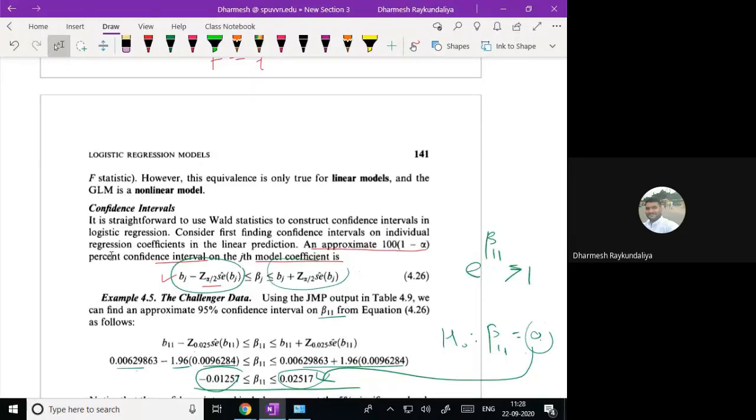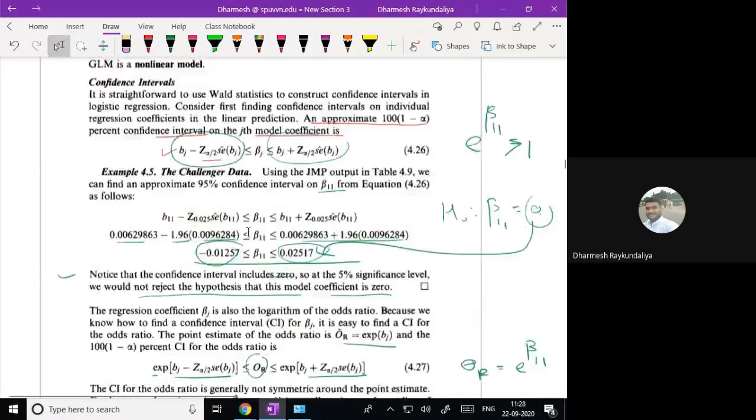And when you are trying to find the confidence interval of the odds ratio, we know how to calculate the odds ratio. The odds ratio is calculated by e raised to the power of the estimate of the regression coefficient. Similarly, e raised to the power of the lower bound of the regression coefficient gives the lower bound for the odds ratio, and e raised to the power of the upper bound of the regression coefficient gives the upper bound of the odds ratio. We know all the values, so we just substitute them and get the result.